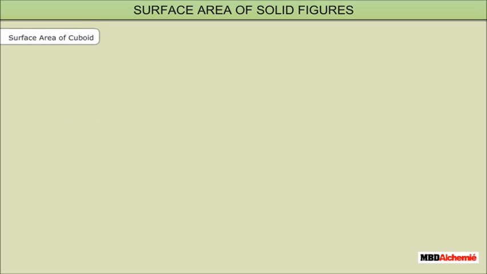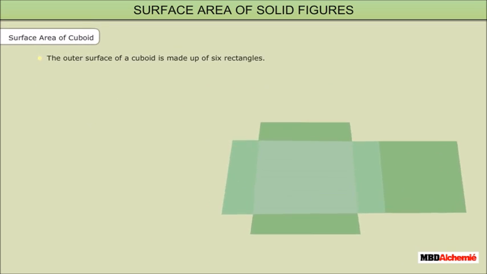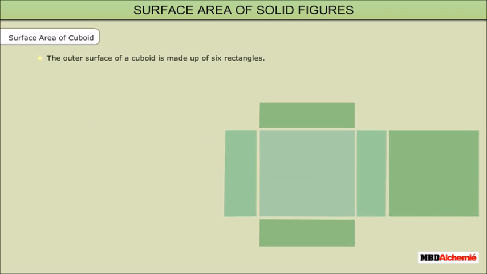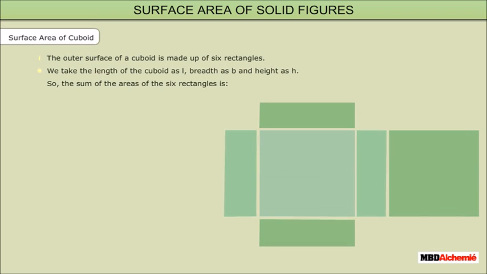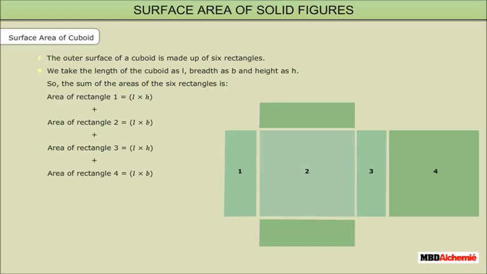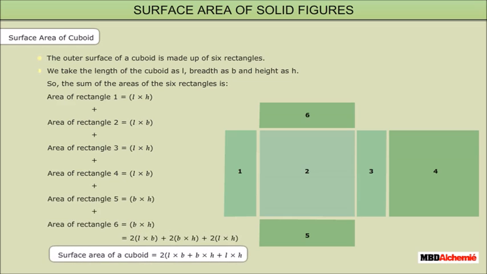Surface area of cuboid. The outer surface of a cuboid is made up of 6 rectangles. As shown in the animation, the surface area of the cuboid is equal to the sum of the area of 6 rectangles, which is equal to twice of LB plus BH plus HL, where H is the height, L is the length, and B is the breadth of the cuboid.